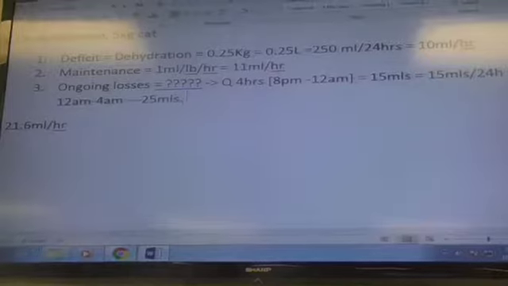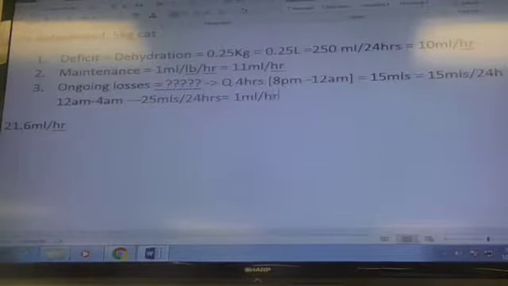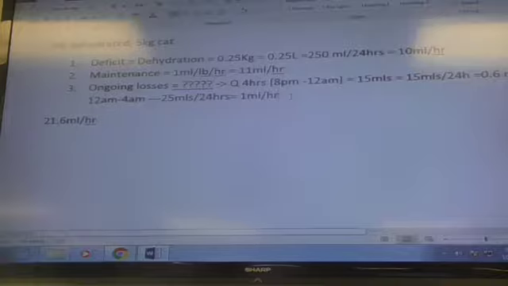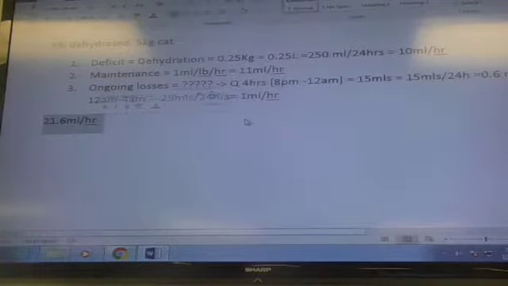So then you have to do the same thing. You divide that by 24 hours, right? And how much is that? Roughly 1 ml per hour, right? So now you have to add that to this, right? Because you're adding losses and you're catching up with them over 24 hours. So that would be what? Now your new rate would be 22.6 ml per hour.